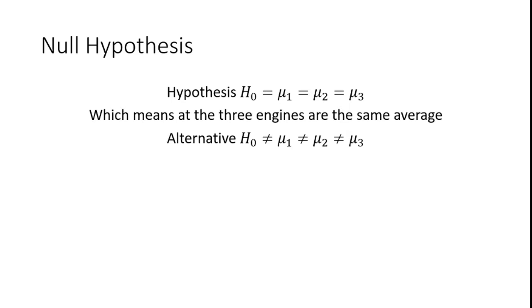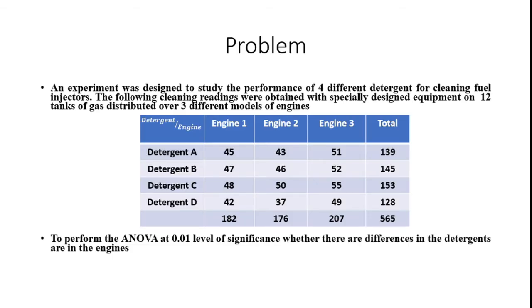And then also, I may consider the three engines are not the same average. So I may put H naught: mu one does not equal mu two, does not equal mu three. Likewise, we may fix the null hypothesis value. You may be aware of what the confidence level is and what is meant by the null hypothesis. So now we may go for one problem on how we solve the analysis of variance with the preliminary techniques.